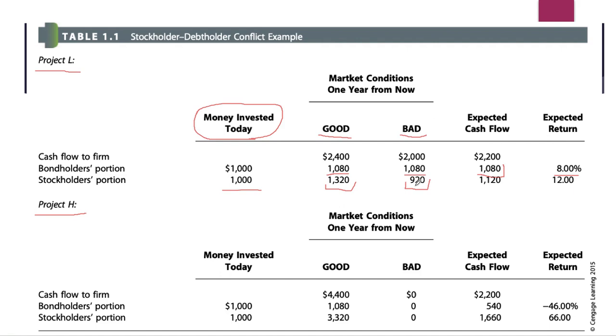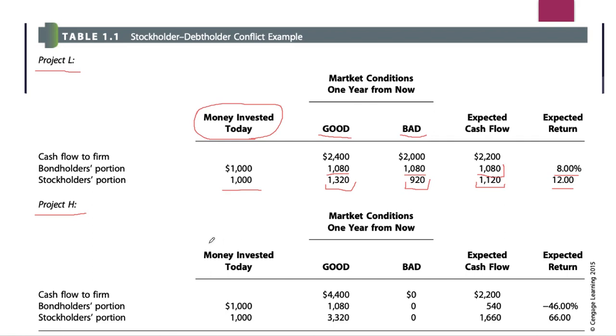And assuming these two outcomes are equally likely, you can calculate this expected cash flow by multiplying these numbers by 1/2 and adding them together. So it's a weighted average that we get this expected cash flow. And under these two cases, based on the expected cash flow, the expected return for the stockholder is 12%.